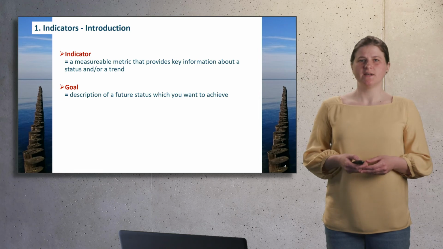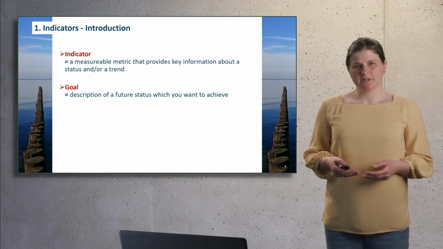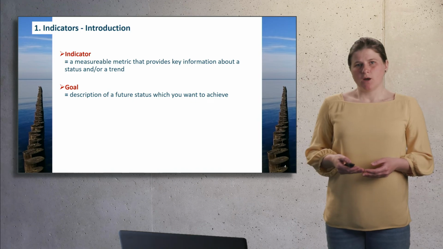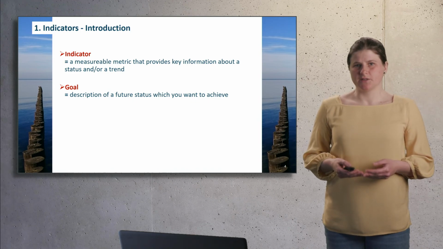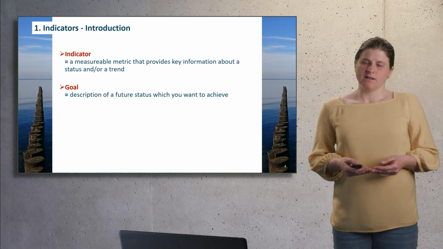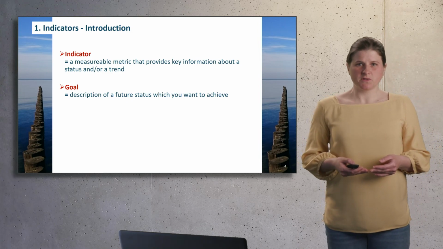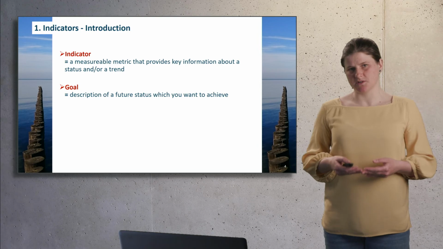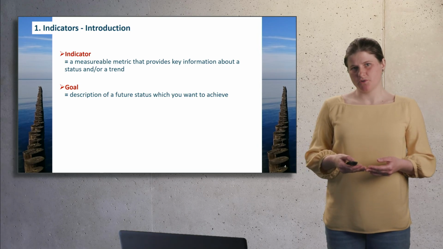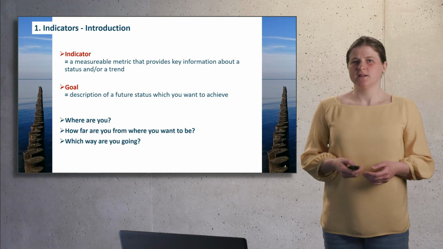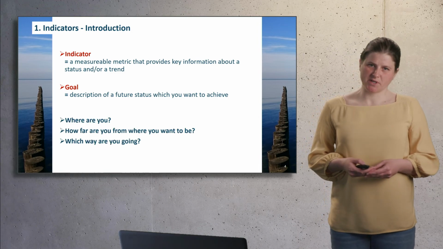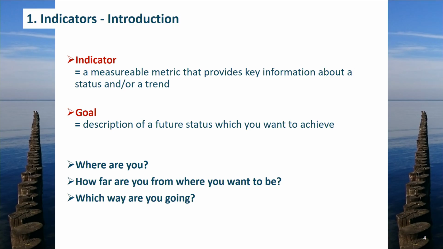Generally speaking, an indicator is a measurable metric that provides key information on a status and trends. In context with management issues, indicators are used to measure specifically progress towards a goal, which is a future condition which you would like to achieve. So indicators answer the following basic questions. Where are we? Or what is the current environmental status? How far are we from our desired goal? And which way are we going? Are we approaching the goal, or is the situation getting worse?